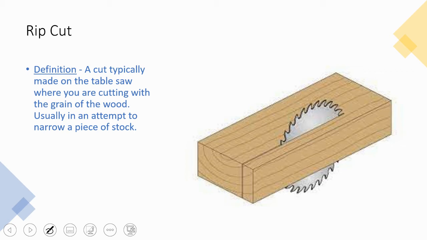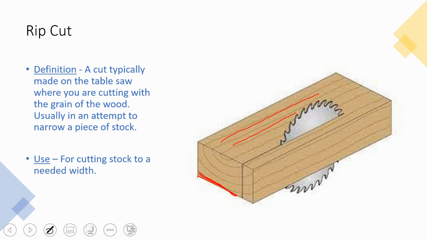So here again, we can see the lines of the wood going in this direction. And so this is the blade that's actually cutting the wood. So it's going in the same direction as the grains of the wood. And so this allows us to change the length, or I'm sorry, the width of a board to a desired measurement. And that's basically what the use is for cutting stock to a needed width.